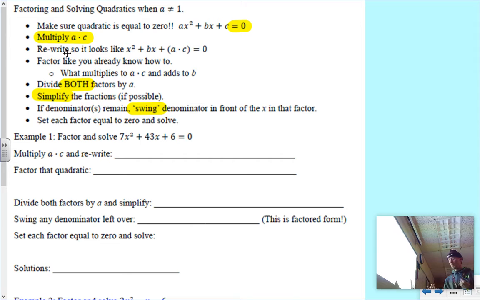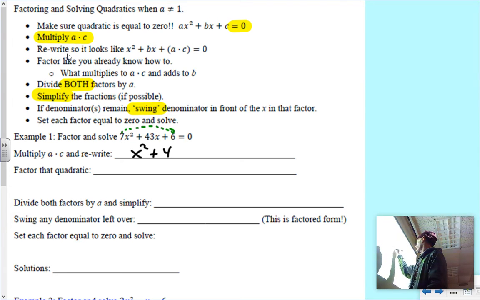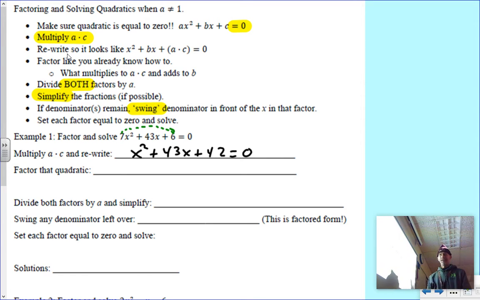So since there's no GCF, the first step is to multiply the A and the C. In this case, my A is 7 and my C is 6. If I multiply those together, I'm basically bringing that 7 over to the 6. I'm going to rewrite it: x squared plus 43x plus 42. Now, I ain't going to lie, that's cheating. We are cheating. But this is a good cheat, so it's okay.